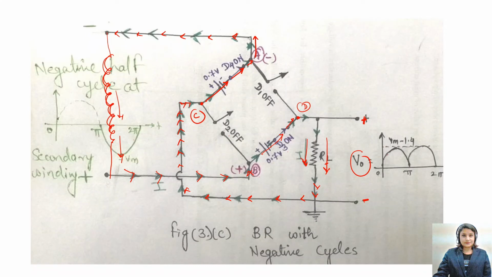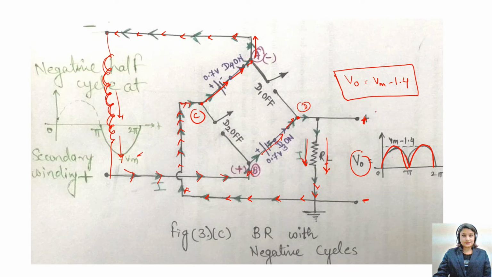Right? So in the positive cycle, we are getting a positive voltage. When you are applying the negative cycle at the primary or at the secondary, still you are getting a positive voltage. The output voltage in this bridge rectifier will be equal to Vm minus 1.4 if the diode is made of silicon, right?